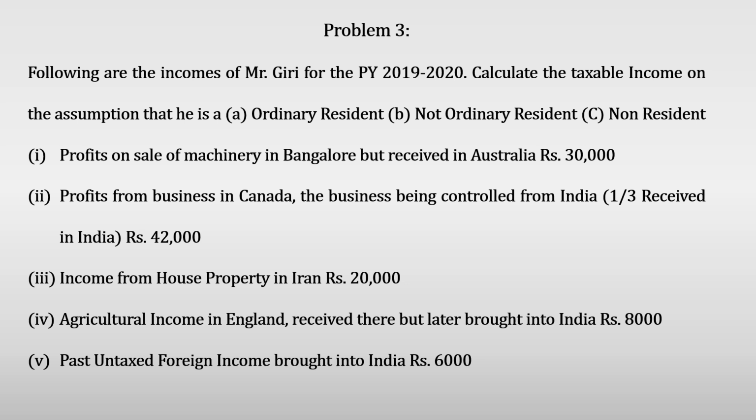Profits on sale of machinery in Bangalore but received in Australia, rupees 30,000. Profits from business in Canada, the business being controlled from India, one-third is received in India, rupees 42,000. That means one-third is received in India, the remaining two-thirds is received outside. Then the third one is income from house property in Iran, rupees 20,000. Agricultural income from England received there but later brought into India is 8,000. Past untaxed foreign income brought inside India is 6,000. Now we go to the solution.